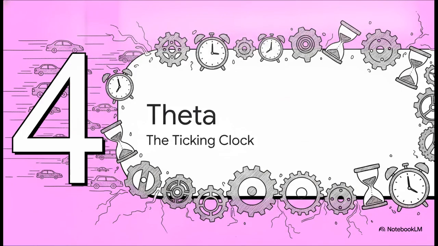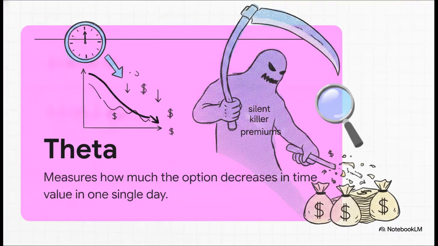Section 4. Theta, the ticking clock. Now that we've got our speed and acceleration dialed in, we have to look at the external forces that are actively eroding your investment. Theta measures exactly how much your option decreases in time value in one single day. You see, options are what we call wasting assets. It's like holding a melting ice cube.